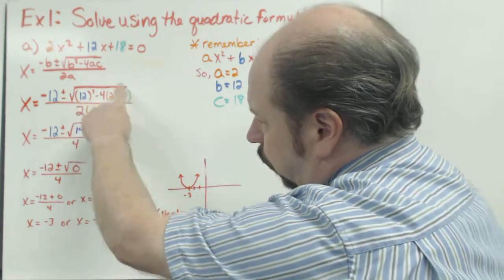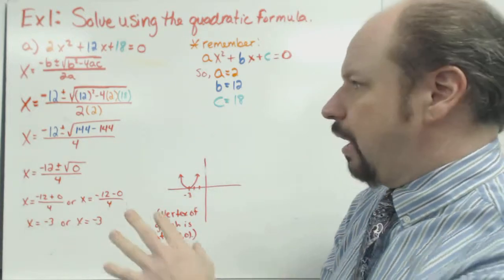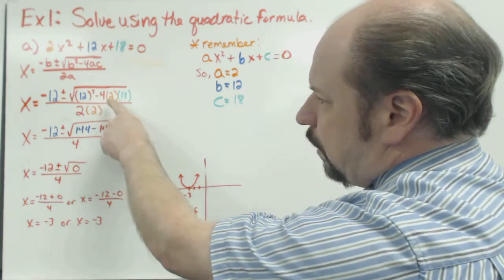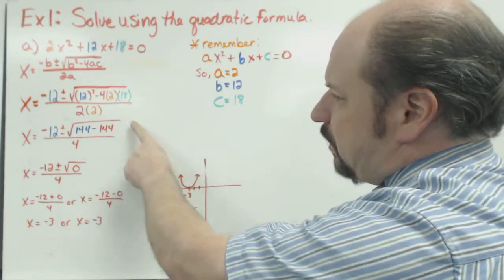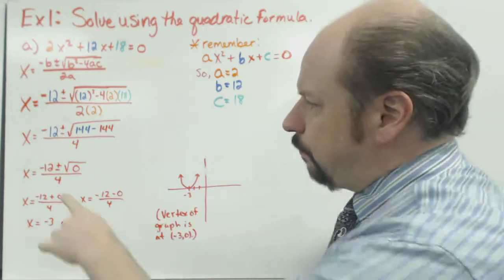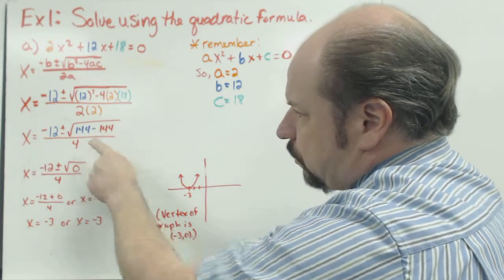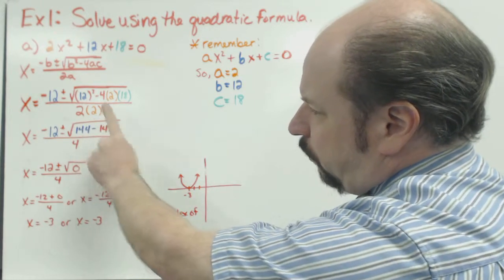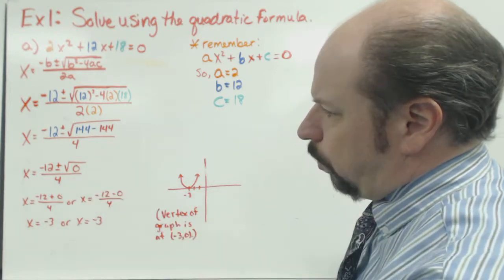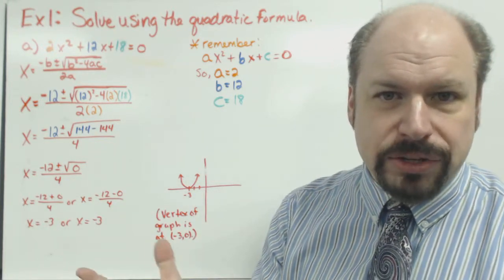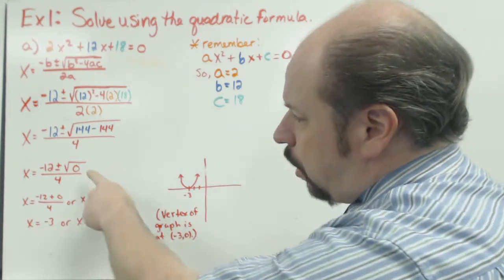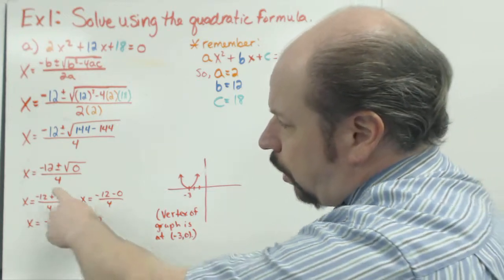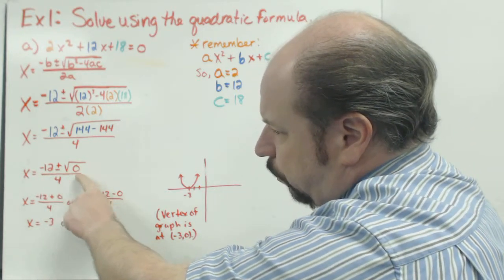Okay, so first we need to take care of what's underneath the radical. So 12 squared is 144 minus 4 times 2, which is 8, times 18, which is 144, all divided by 2a, which is 2 times 2, or 4. So we have negative 12 plus or minus the square root of 144 minus 144 over 4. Well, that 144 minus 144 happens to be 0. So underneath the radical in this particular case, we ended up with 0. So negative 12 plus or minus the square root of 0 over 4.